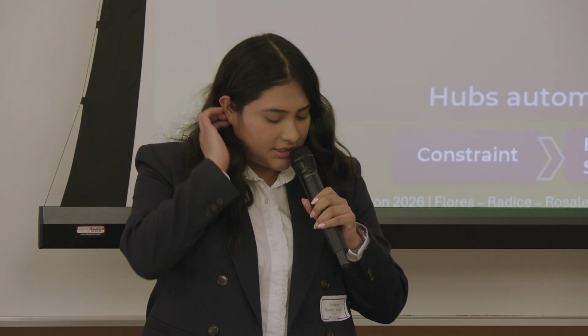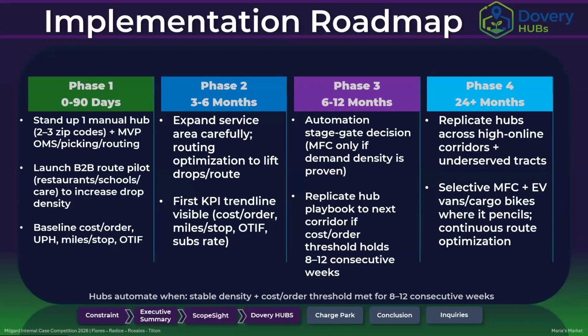In the first 0 to 90 days, we set up 1 manual hub that serves 2 to 3 zip codes using a minimum viable product order management system, along with basic picking and routing tools. During this time, we establish the baseline for cost per order, units per hour, miles per stop, and on-time-in-full delivery. We also launch B2B delivery route pilots with places like restaurants, schools, and care facilities to increase how many stops each route makes.